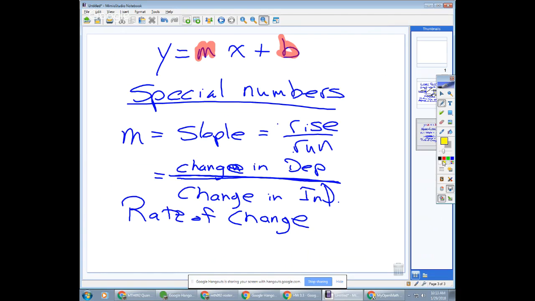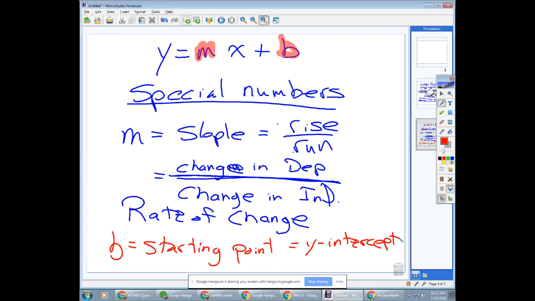The B, the other number up there, that's just the starting point. Usually called the Y-intercept. Just where the vertical axis for Y meets your line, wherever they intersect. So we've got, looking at a graph, if the points line up, looking at an equation, it's got to look something like this right here.